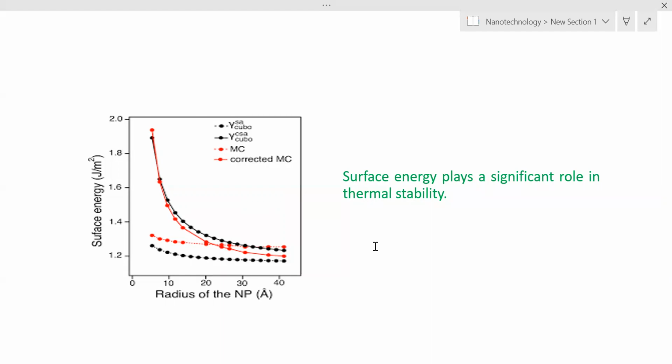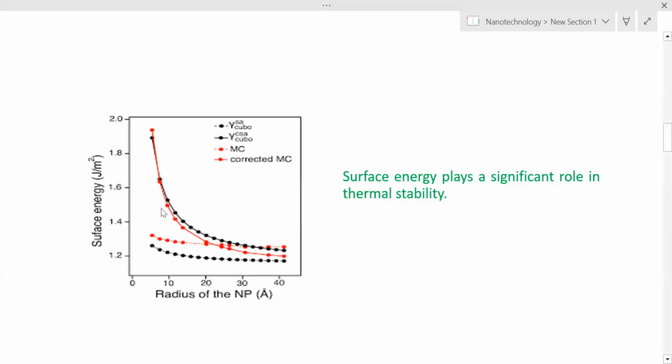Overall, how much energy is required to break the bonds of all the atoms on the surface is equal to the surface energy, and it plays a significant role in thermal stability. Thermal stability is the resistance of the material to degradation of ductility and toughness when exposed to thermal conditions like heat or environmental conditions. Hence, because of the surface energy, the thermal stability of nanomaterials is different compared to that of bulk materials.